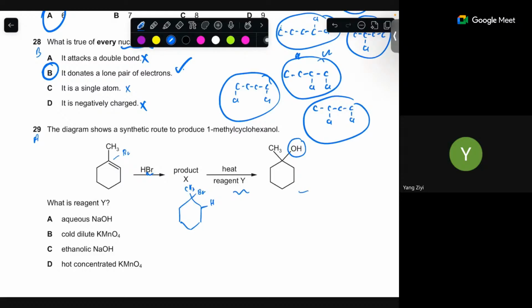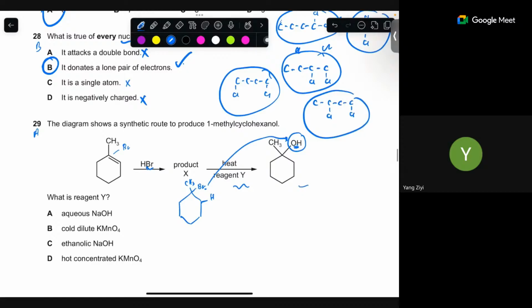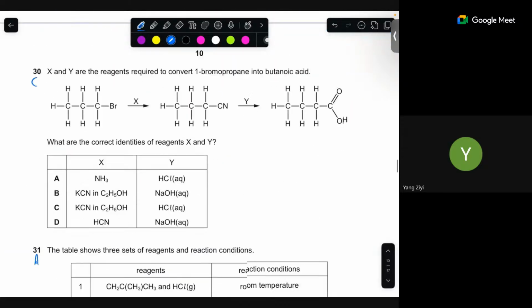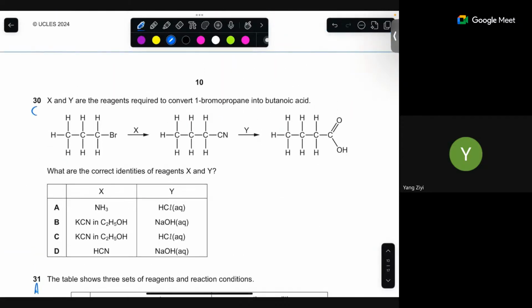Then from Br, we want to change it to OH. So how do we change Br to OH? It must be something to do with substitution. So the substitution is definitely by using aqueous sodium hydroxide. We cannot use ethanolic, because ethanolic is elimination. So we use aqueous sodium hydroxide. So A.